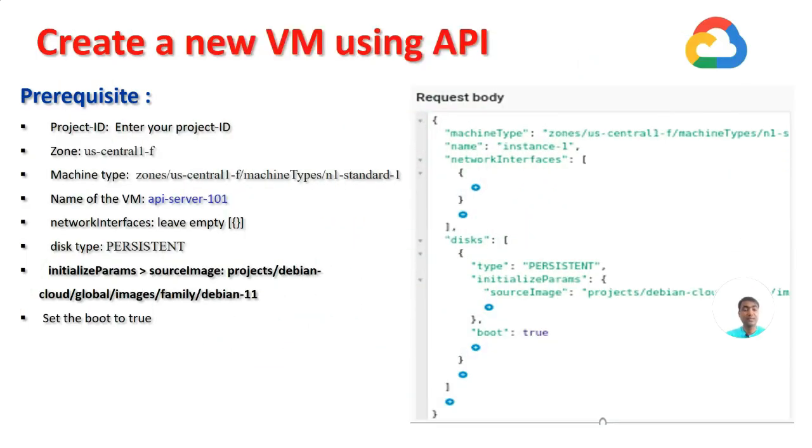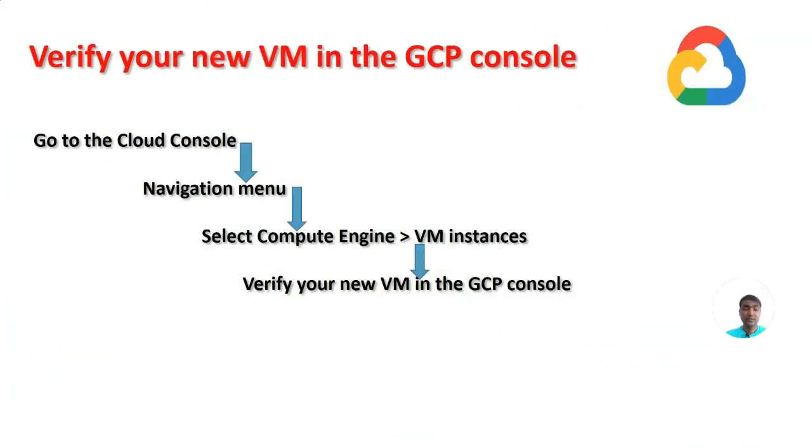Guys, as you can see here, these are the prerequisites to create a new VM as per our requirement. You can create a new VM using the same prerequisites and later change your machine type, image name, and disk type based on your project requirement. Here are the project ID, zones, machine type, name, network interface, disk type, initialize params, and set the boot to true. All are steps as I mentioned here. These are the following steps that you can follow to verify your new VM in the GCP console page.